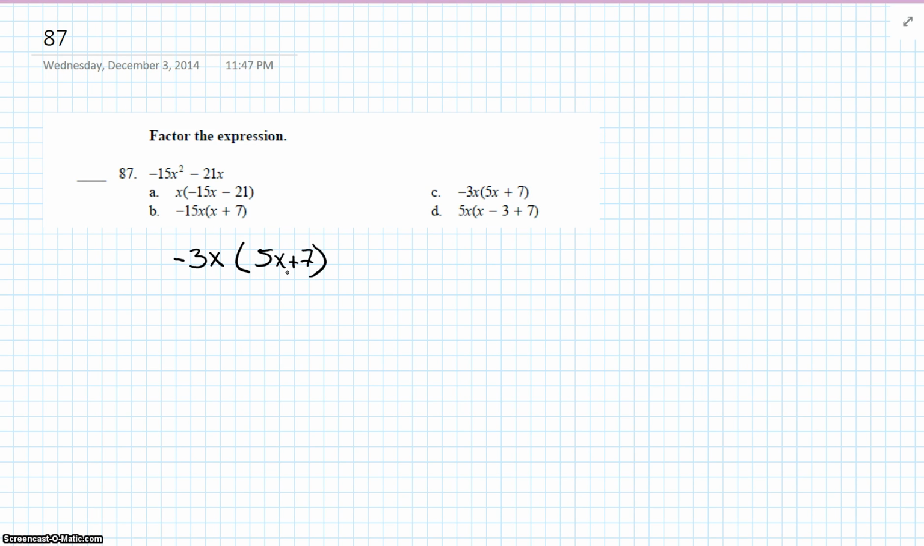I can't factor 5x plus 7. That's already a linear factor. So the answer is C. Okay, moving on.